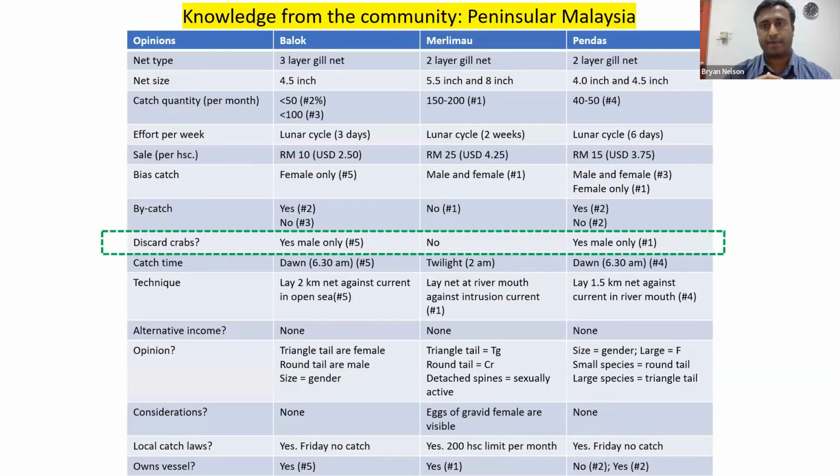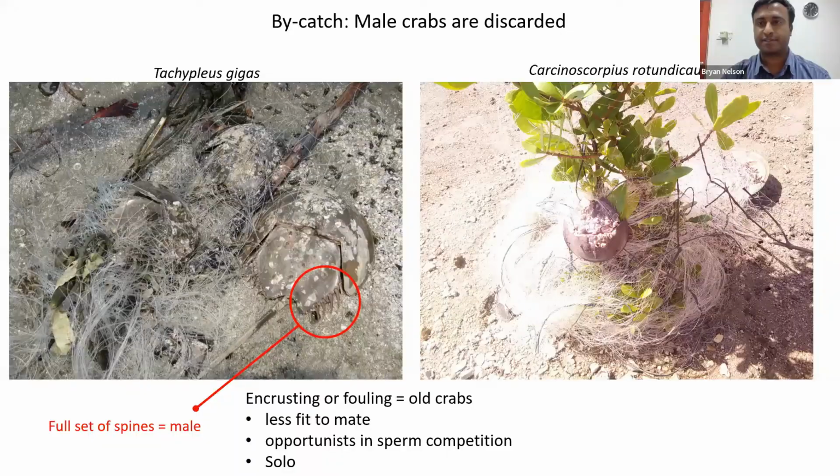And when we did an interview between the areas, what we learned is that they are only discarding the male crabs. All the female crabs are used for consumption. So entirely, whether they are with eggs or without eggs, they are taken up because of their larger size and they are sold. The male crabs will end up on the shore like this, left to die. So this is a reality in Malaysia.